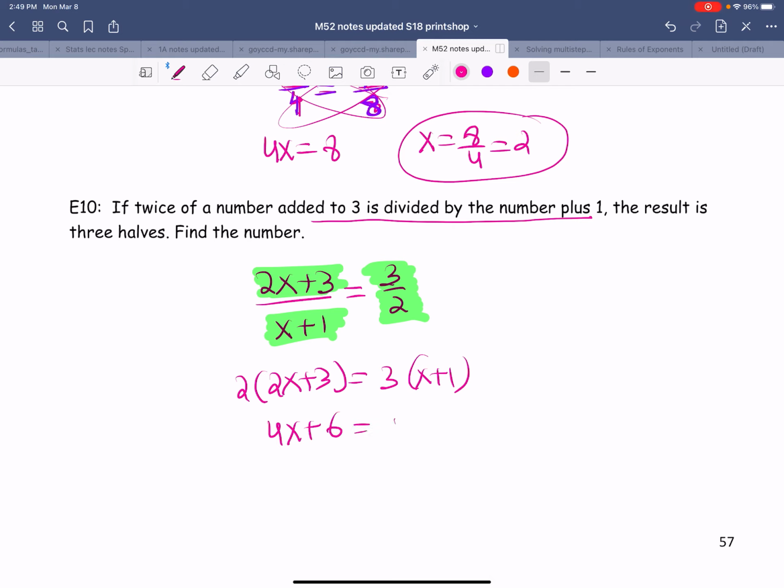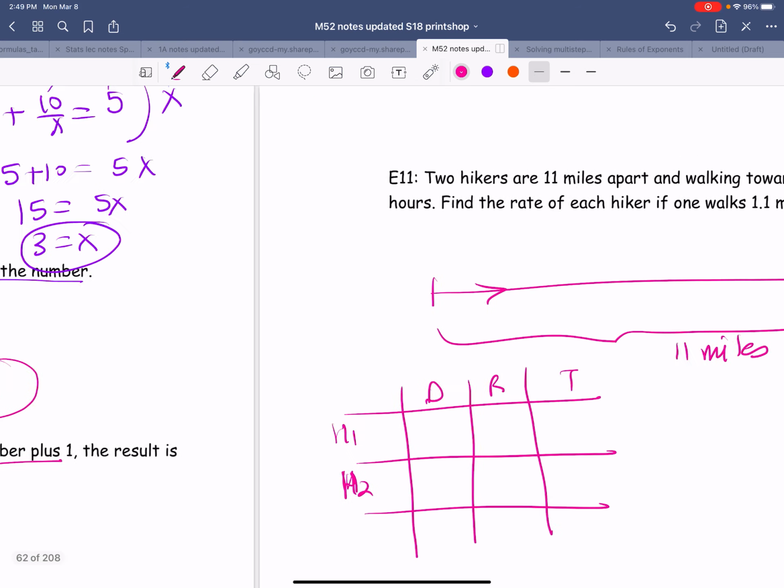4x plus 6 equals 3x plus 3. 4x minus 3x is x. And we can subtract 6 from both sides. x equals -3. So -3 is that number. Let me double check if that's correct. 4x plus 6 equals 3x plus 3. When we subtract, that's a positive x. 3 minus, yeah, that is correct. So the number is -3.